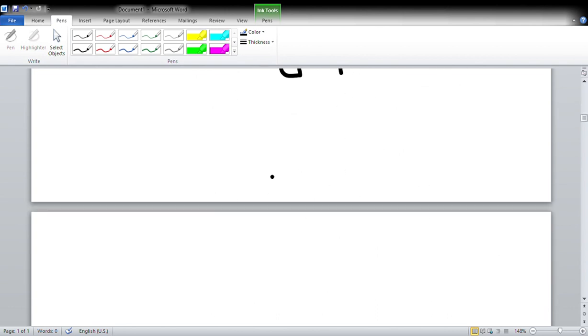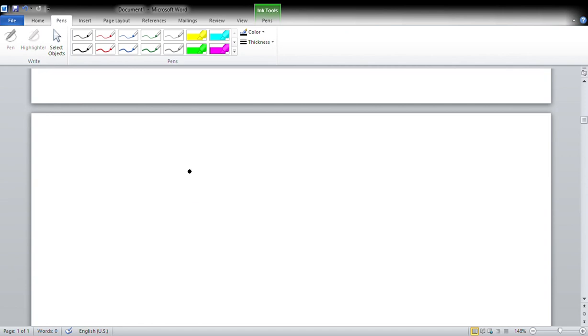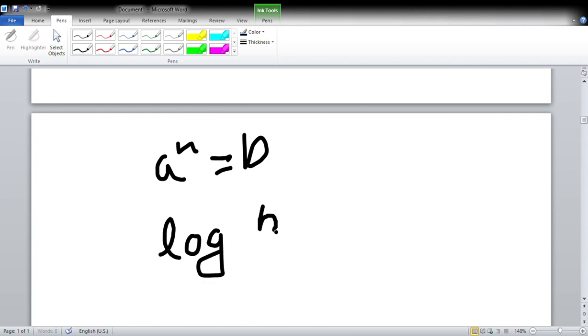So suppose we write a to the power n is equal to b, where a must be a positive real number except 1 and n must be a rational number, right? So simply if you convert it to logarithmic form, you write log of b with the base a is equal to n. Simple thing, right?